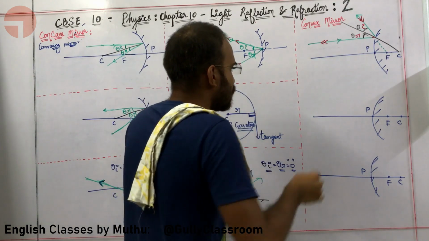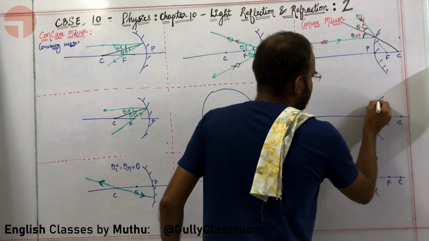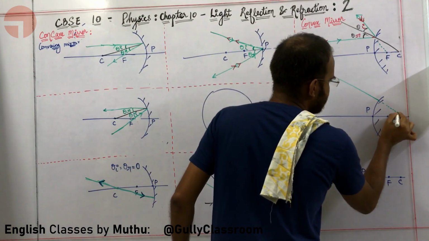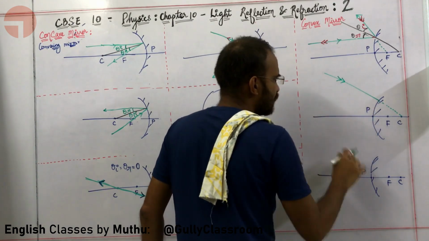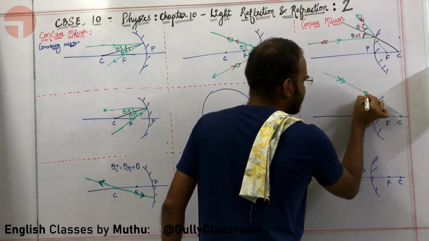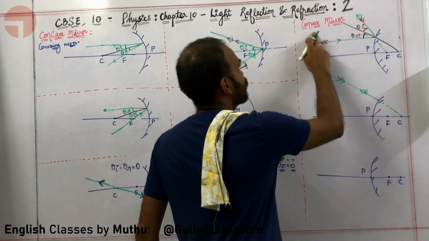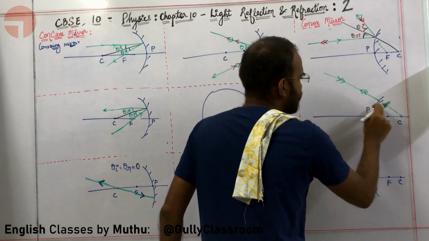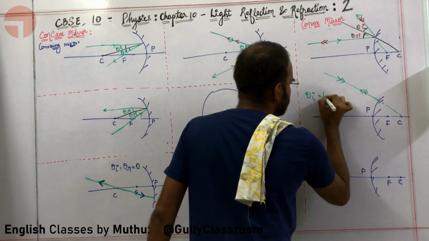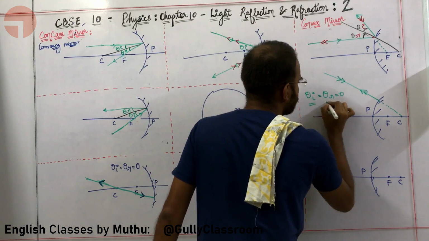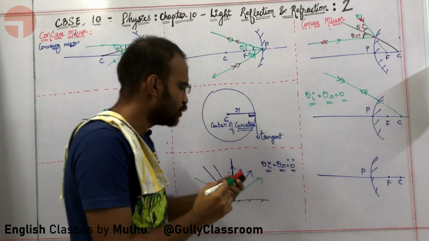Okay sir, now what will happen if a light ray is coming in such a way that it is hitting C? If a light ray is coming like this, what will happen? It will be reflected along the same path. A light ray which is passing through the normal of a convex mirror will be reflected along the same path. In this condition, theta i is equal to theta r, which means the angle of incidence is equal to the angle of reflection, which is equal to 0.